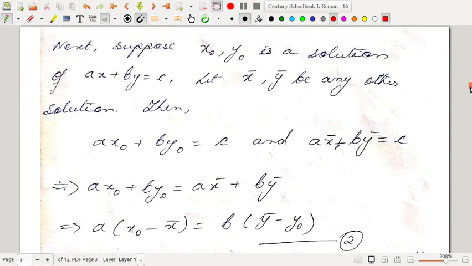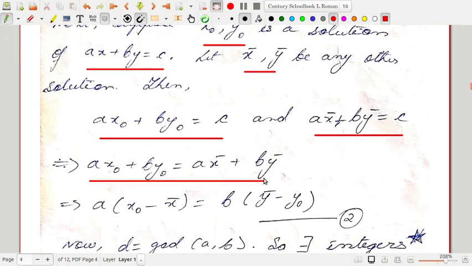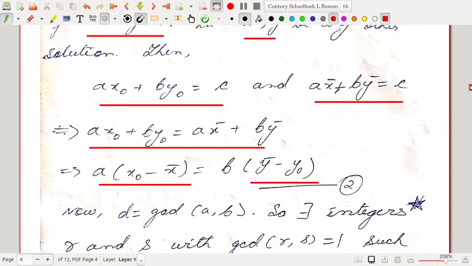The second part: if X naught, Y naught is a solution of AX plus BY equals C, let X bar, Y bar be any other solution. So what is our aim? Our aim is to express any other solution in terms of a particular solution. If X naught, Y naught is a solution, then AX naught plus BY naught is C, right? And AX bar plus BY bar is also C. So if we compare these two, we can write AX naught plus BY naught equals AX bar plus BY bar. Just change the sides: A times (X naught minus X bar) equals B times (Y bar minus Y naught).